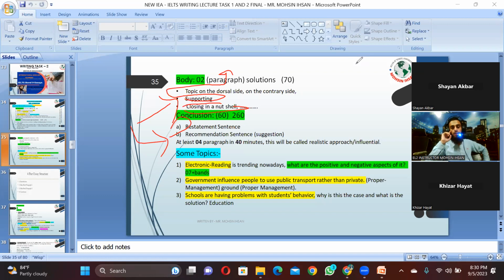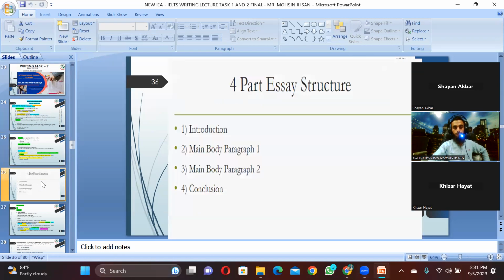Anyhow, here you would recommend, and the recommendation statement can be: I suggest, I suppose, it would be better, it should be this way, it would be quite good, it is beneficial, essential. You can start with this kind of words. Is it clear? Yes, sir. Good, very good. Is it clear? Yes, sir, it's clear. Good.